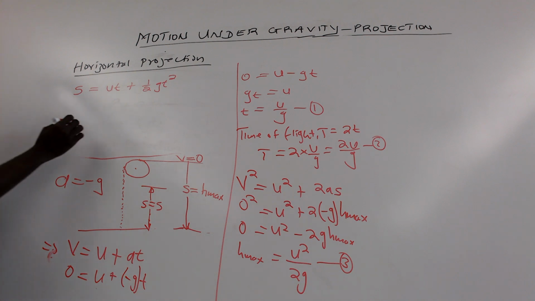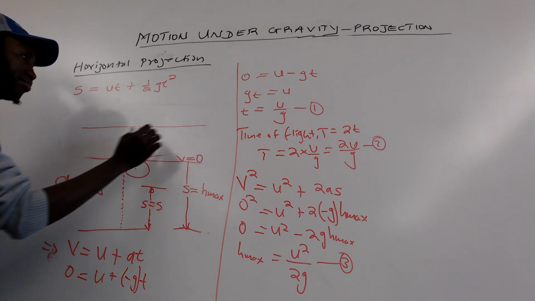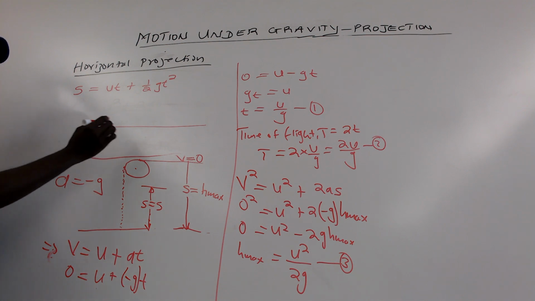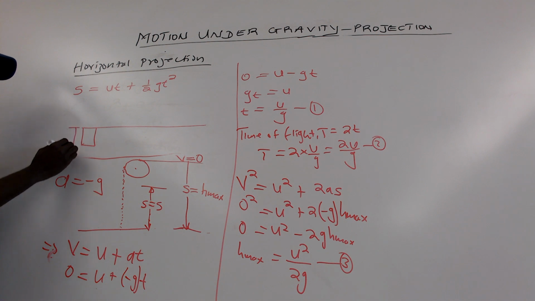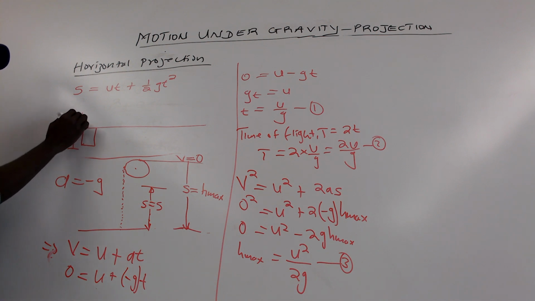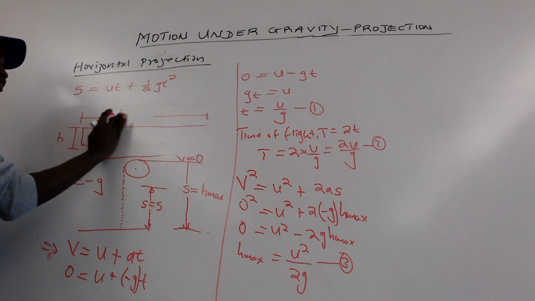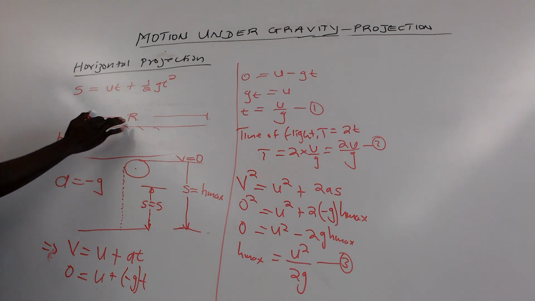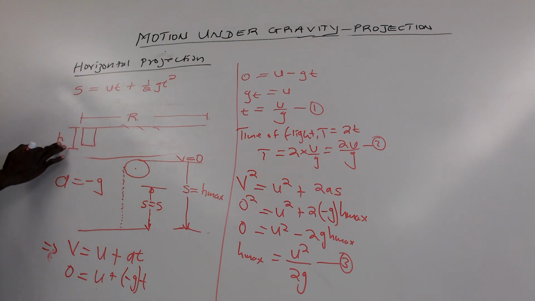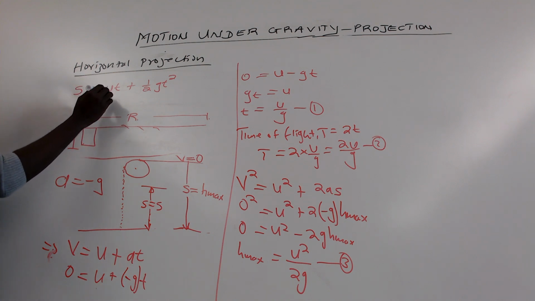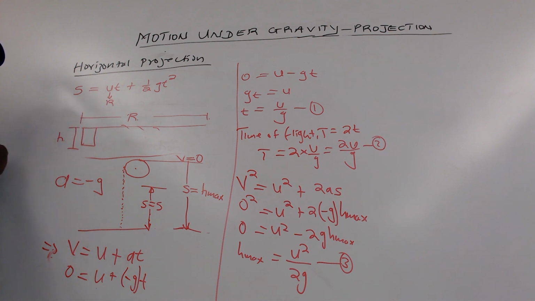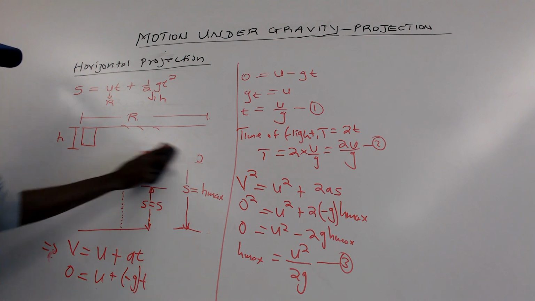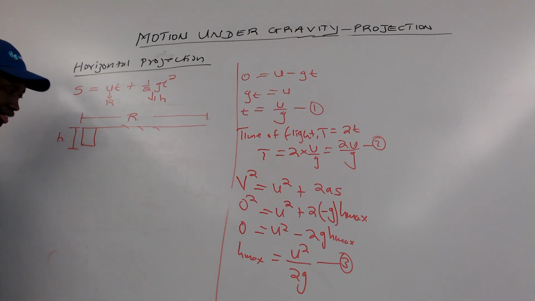Let's say an object is being projected horizontally, placed on an object at a height. This distance is the height of the object, and this distance is what we call the horizontal range R. So in this case, what's going to be our R and what's going to be our H? Our R here is the horizontal range, and this quantity we term H.